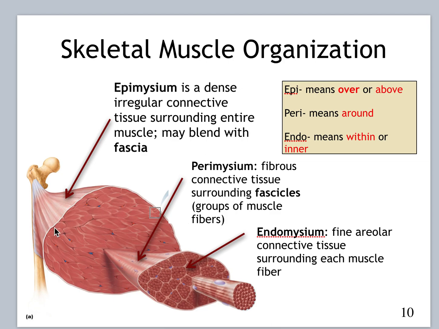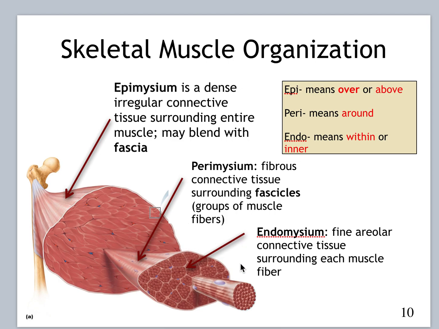The membrane that surrounds the whole muscle is the epimysium. Remember, epi means above or over. So epimysium is a dense, irregular connective tissue that surrounds the entire muscle. There's a connective tissue that surrounds each individual fascicle. That's perimysium. Again, peri means around. Mys, M-Y-S, means muscle, so that's around the muscle. This is the membrane that goes around the muscle fascicle.